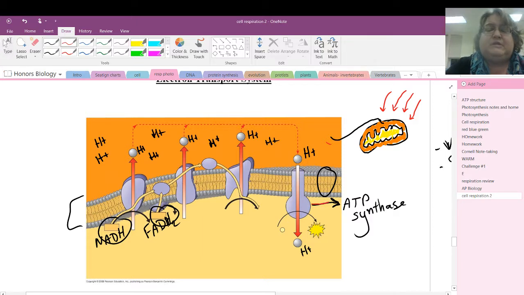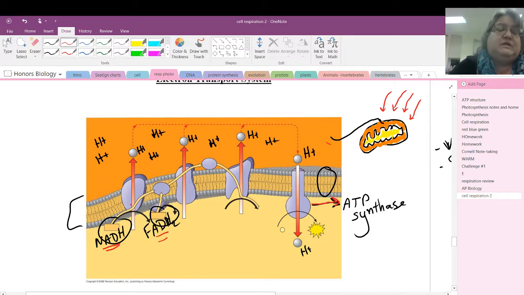This little lollipop right here, this upside down lollipop, that's our ATP synthase. An ATP synthase, if you recall, in the light-dependent reaction, that's what was allowing us to generate ATP. Well, the same process is happening, but this time we're using the high-energy electrons from glucose. So here are the electron donors. We have NADH, we have FADH2.